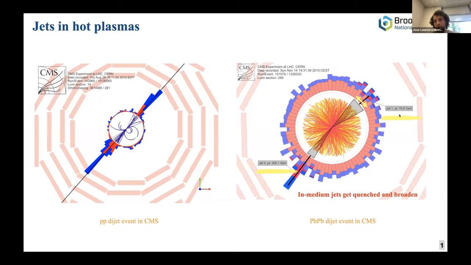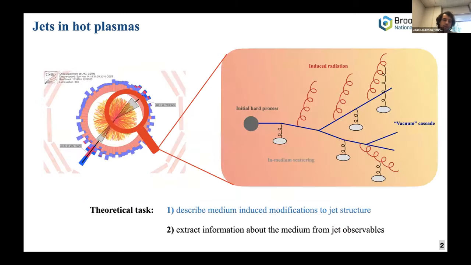And more importantly, the energy that is deposited in this detector is much less than the other side. So usually we call this the quenching of the jet, and also the fact that the jet gets fatter is called the broadening. Okay, and of course, since we are doing theory here, what we want to understand is what are the underlying processes that give you this kind of phenomena.